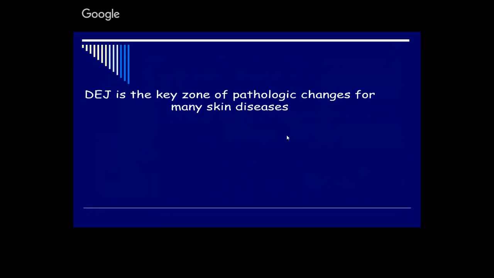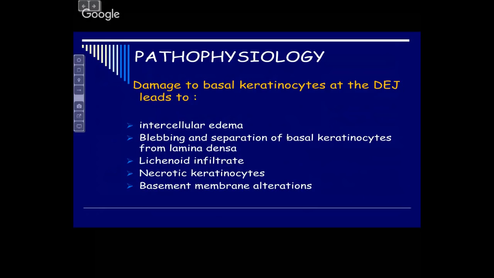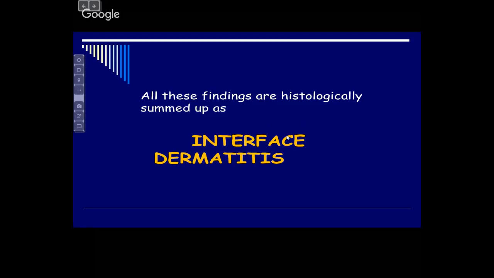The dermal epidermal junction is the key zone of pathological changes for many skin diseases that include the interface dermatitis. So what happens when there is damage to the basal keratinocytes at the dermal epidermal junction? It leads to intercellular edema, blebbing and separation of the basal keratinocytes. You can have a lichenoid infiltrate which can vary from very dense to very mild. You'll see some necrotic keratinocytes because the keratinocytes are being attacked by the lymphocytes, and definitely there's going to be basement membrane alterations. All these findings are histologically summed up as interface dermatitis. This is the reaction pattern that we call an interface dermatitis.